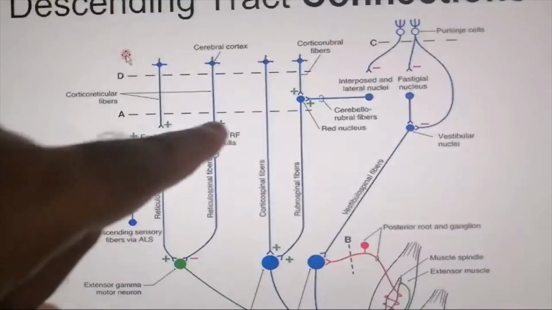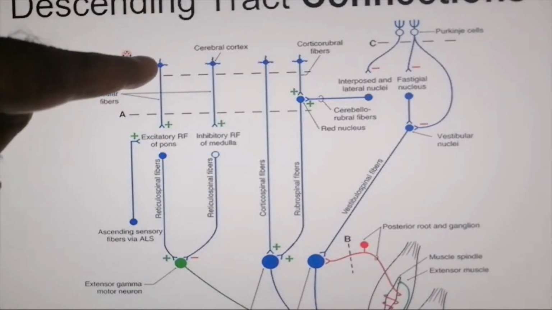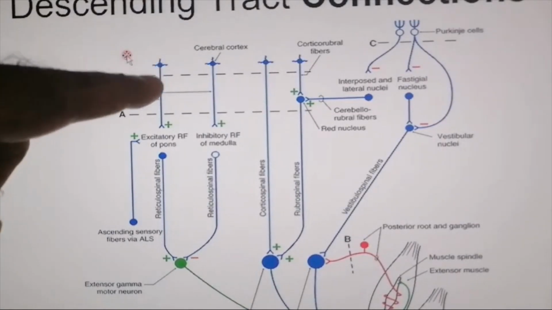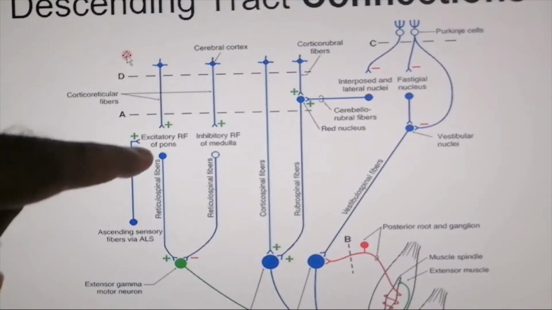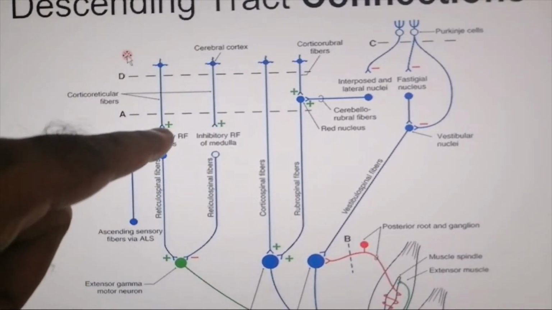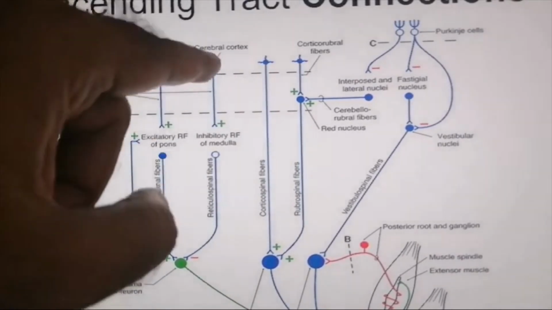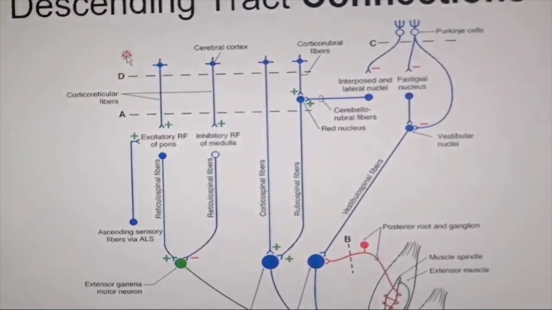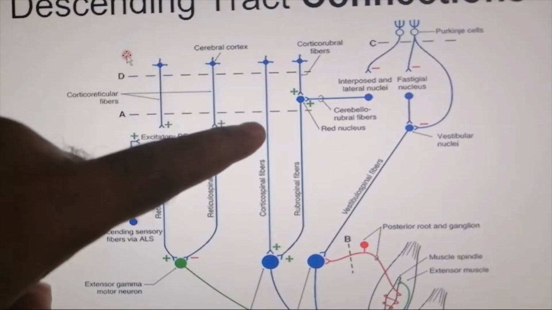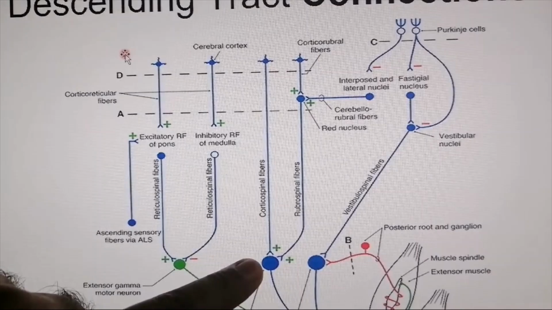So if you've understood these fibers, let me just recap. There are short fibers, these two. This is the cerebral cortex communicating with the reticulospinal fibers. Okay, so it is stimulating. The plus sign is stimulating. So the cerebral cortex is stimulating the reticulospinal fibers here and here. Then you see the cerebral cortex sending its longest fiber, the corticospinal tract, right down to the level of the spinal cord ventral horn motor neuron.